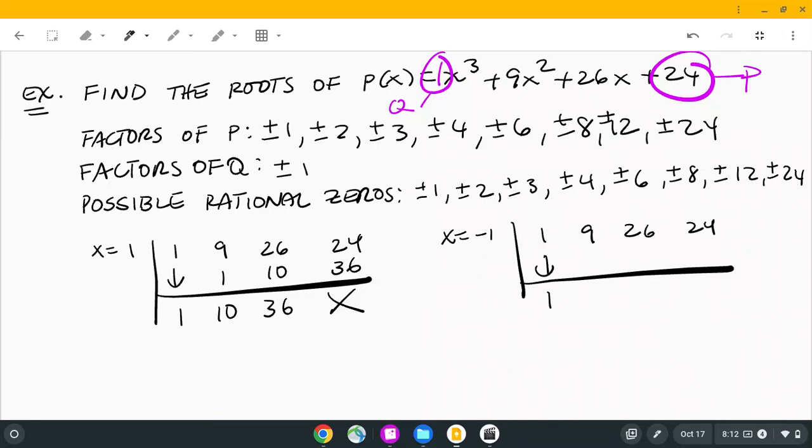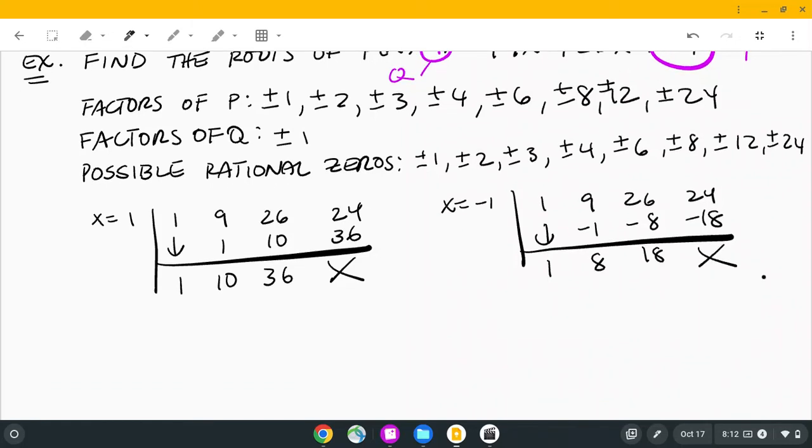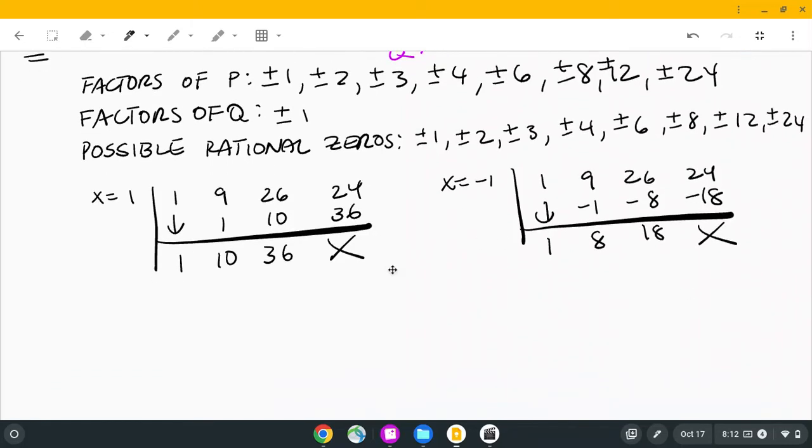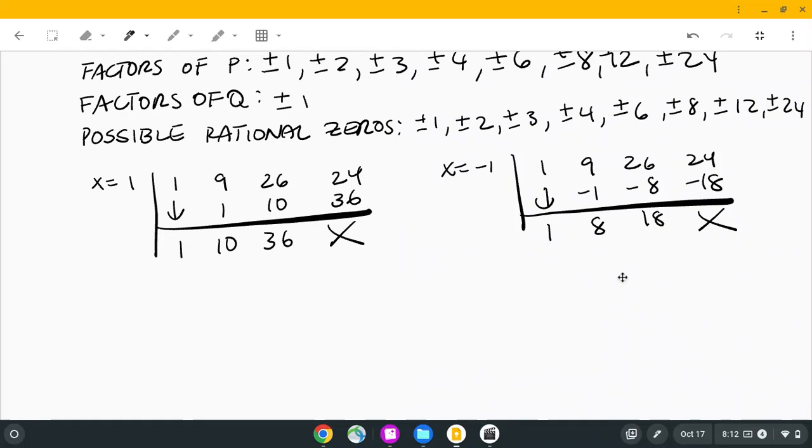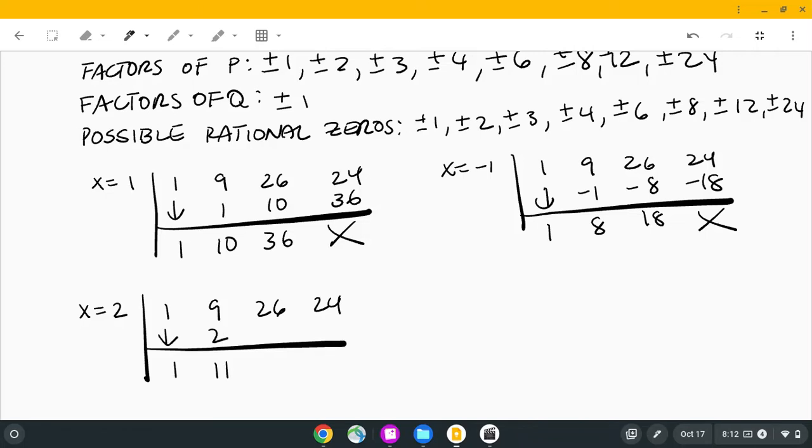All right, so 1 times negative 1 is negative 1, 8, negative 8, 18, negative 18. We don't get 0. Okay, I'm going to try 2. 1, 9, 26, 24. Bring down the 1. I get 2, 11, 22. There's going to be some big number. It's not going to give me negative 12, right? So I can already see this isn't going to work.